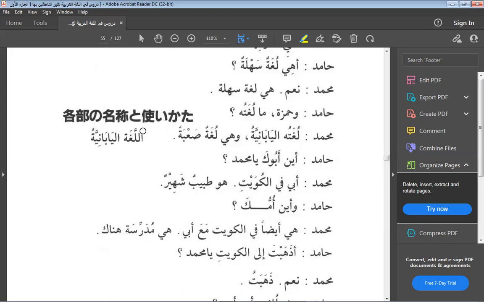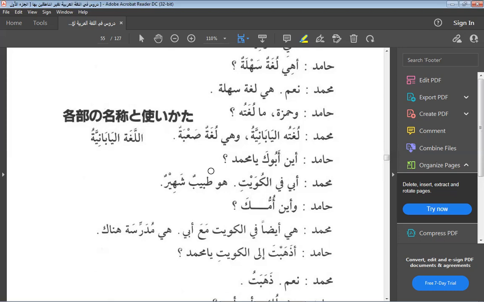Is that what is written there? I think that is it written up there. So he's just giving us a map here. Lugatul yabaniyatu, that is it written there. Looks like Chinese. Aina abuka ya Muhammad. Where is your father, O Muhammad?